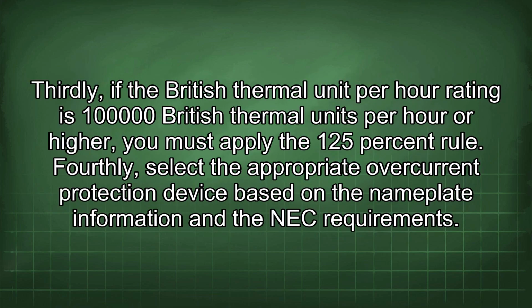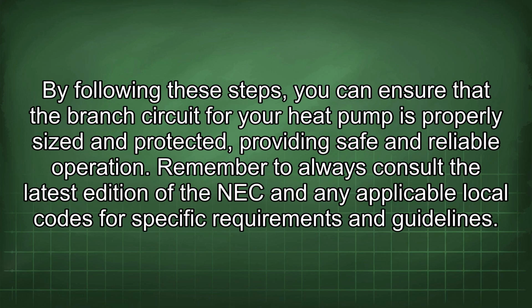Thirdly, if the British thermal unit per hour rating is 100,000 British thermal units per hour or higher, you must apply the 125% rule. Fourthly, select the appropriate overcurrent protection device based on the nameplate information and the NEC requirements. By following these steps, you can ensure that the branch circuit for your heat pump is properly sized and protected, providing safe and reliable operation.